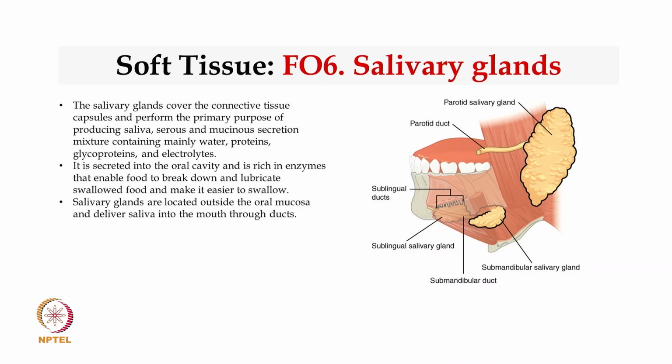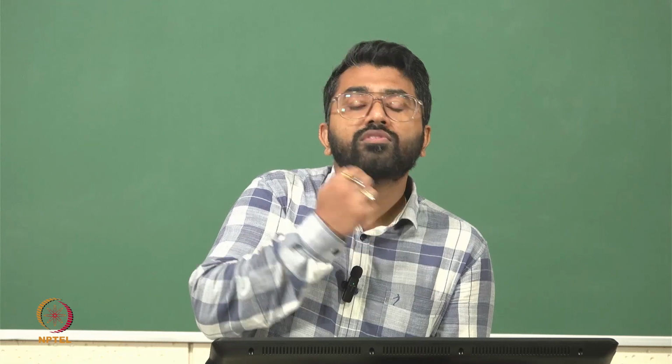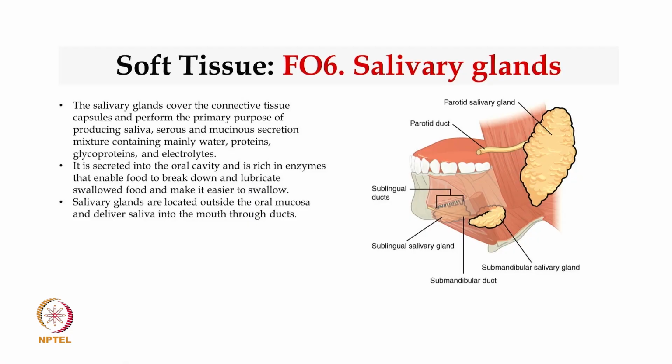If the food is not lubricated properly, it is extremely dry. We cannot eat very dry stuff, right? So typically the saliva lubricates the food in such a way that it can pass through the different regions of the body, right? Salivary glands are located outside the oral mucosa and deliver saliva into the mouth through ducts. So from an anatomical standpoint, this is how the glands are positioned.